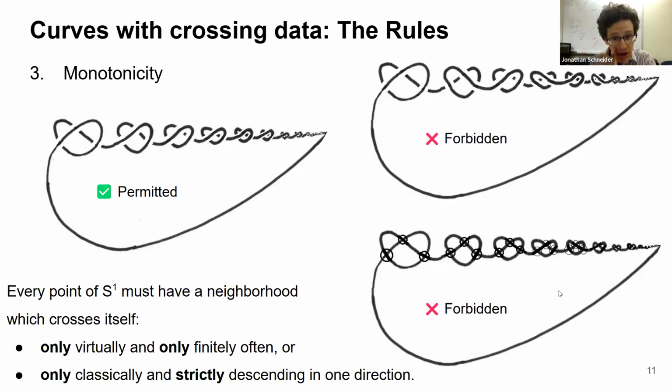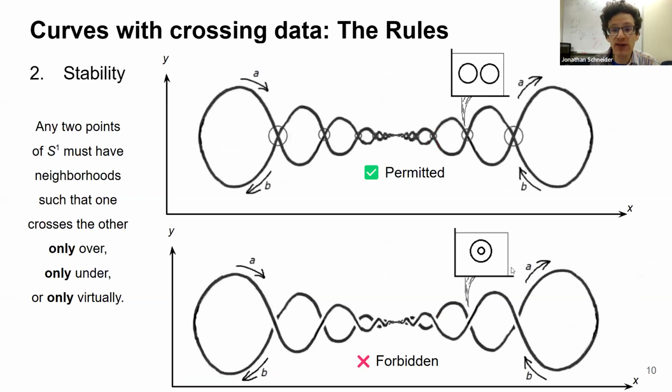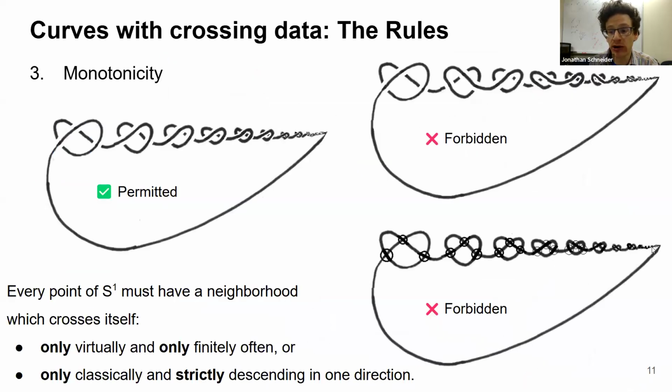And what's even worse is this other forbidden example where I have infinitely many virtual crossings all accumulating together at that point. Remember that in the previous slide, I had an example where infinitely many virtual crossings accumulate at the center, but that was okay because it came from two different parts of the circle interacting. Now it's no good anymore because it's just one part of the circle interacting with itself virtually infinitely often. These three rules are enough to guarantee that the crossing data you've applied to your diagram, to your curve in the plane, is potentially the shadow of a fiberwise embedded torus.